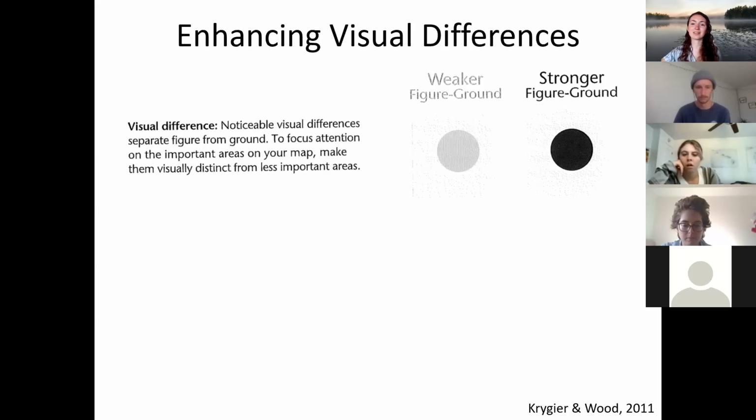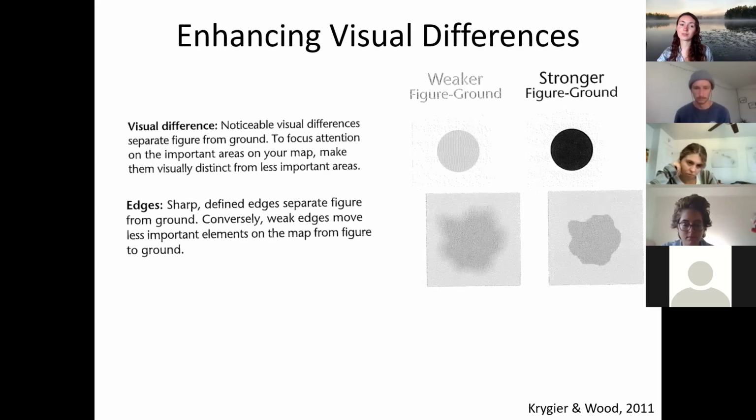So there's a couple ways you can do this. One is by creating visual differences. So like how you saw on that map, using lighter gray for the countries and darker black for the cities helps the city stand out more against the background. So having greater visual differences from the ground helps the figure stand out more and focus more attention on it. You can also use different edges to differentiate the figure from the ground. Having weaker, less defined edges is going to cause something to fade into the ground, whereas really sharp defined edges are going to move your figure forward and make it more prominent.